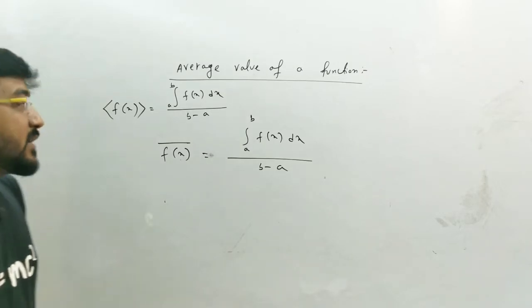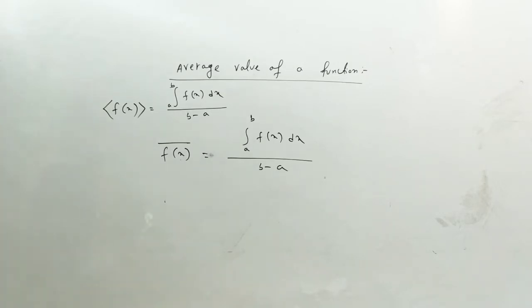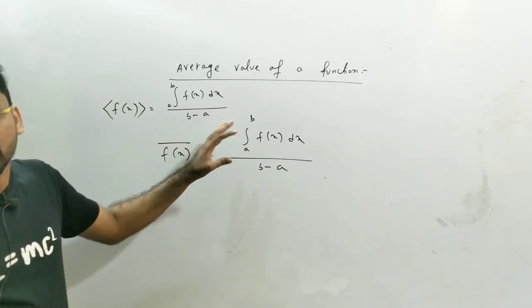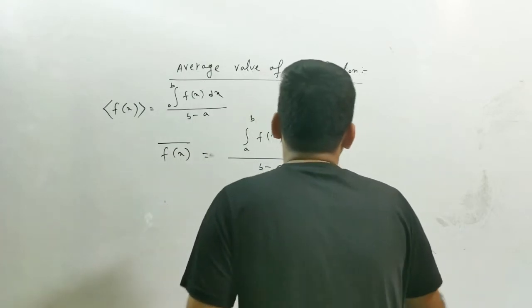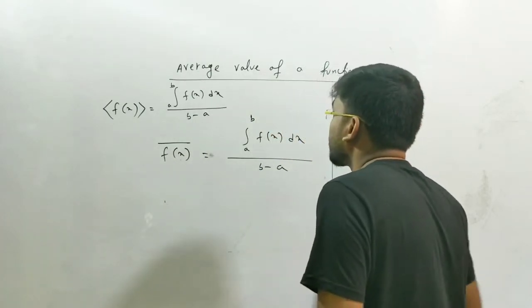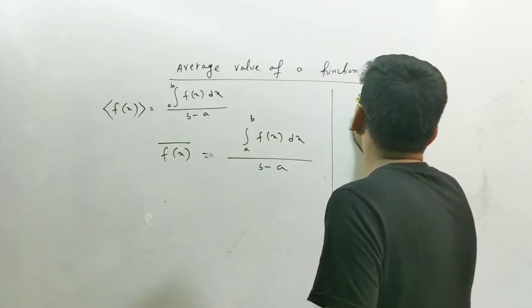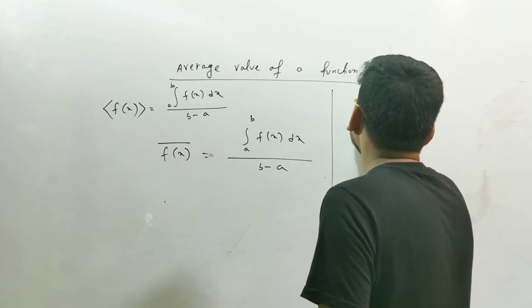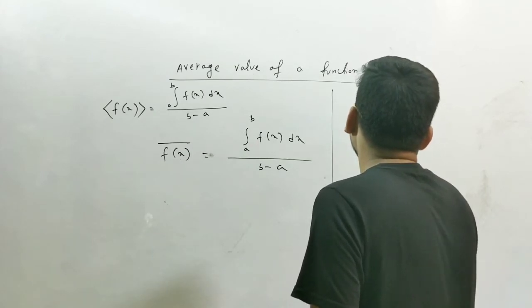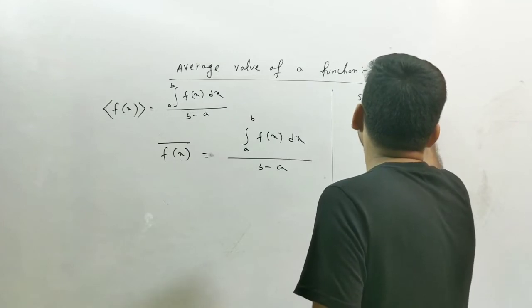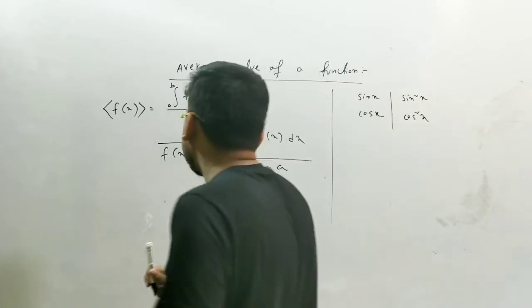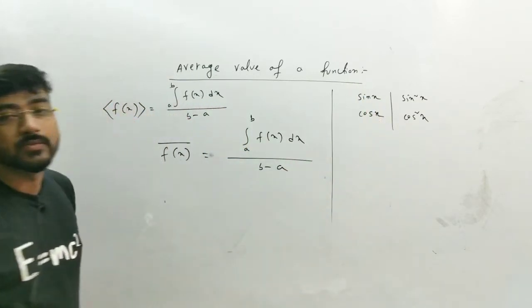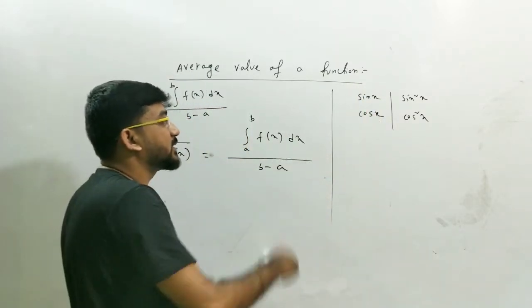Now if you want to find some well known average values of trigonometric functions like sin x and cos x, the average value of sin x within the full period, cos x within the full period, or sin square x, cos square x, then you can use this integral. This result will be very important in this chapter, Fourier series.